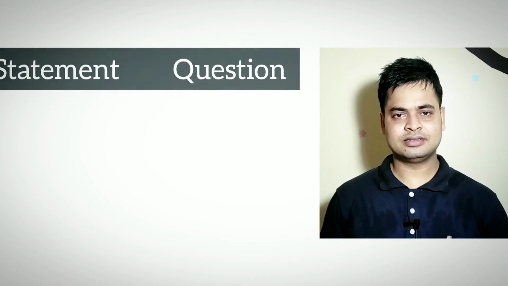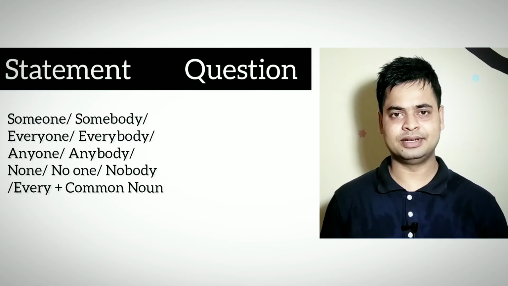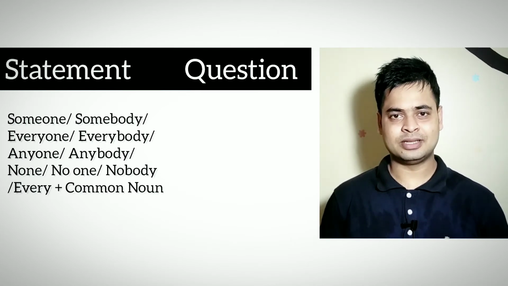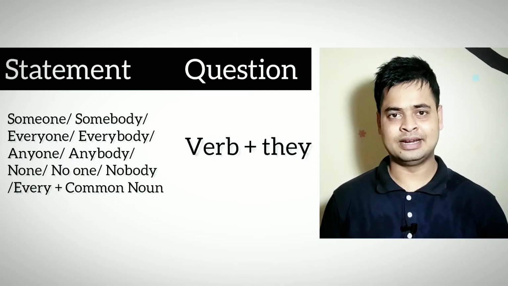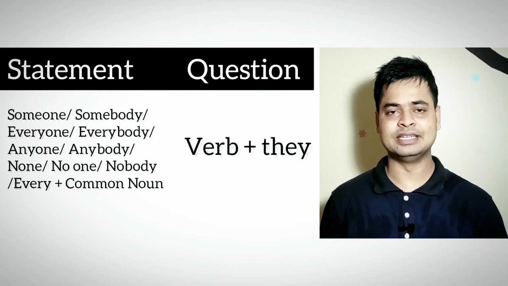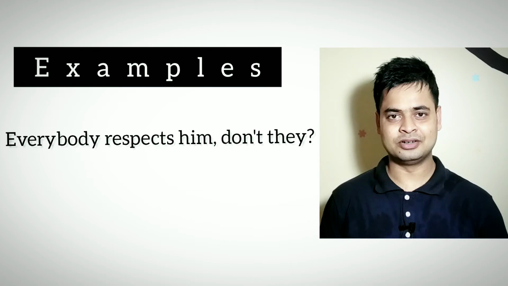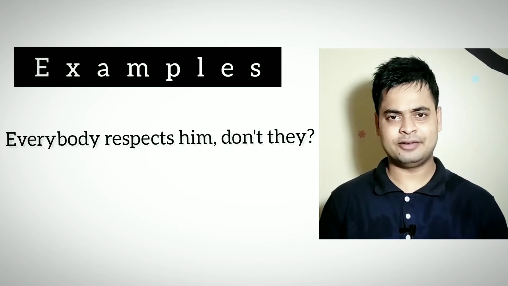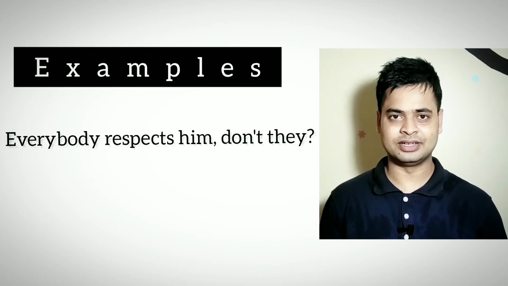If you find that someone or somebody, everyone or everybody, no one or nobody is the subject of a statement, we have to write the pronoun they in the interrogative fragment. And according to the pronoun, we have to place the verb before the pronoun in the interrogative fragment. For example, everybody respects him, don't they?